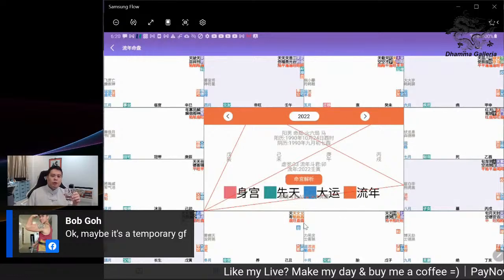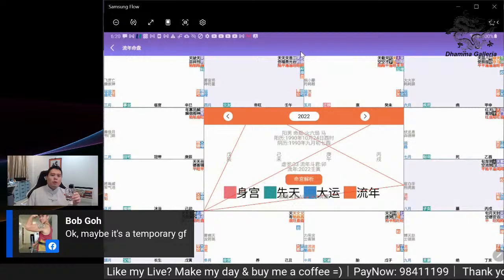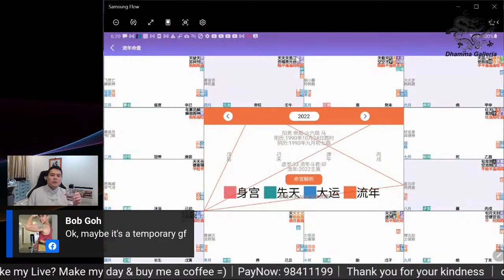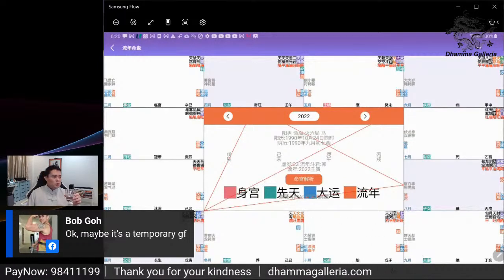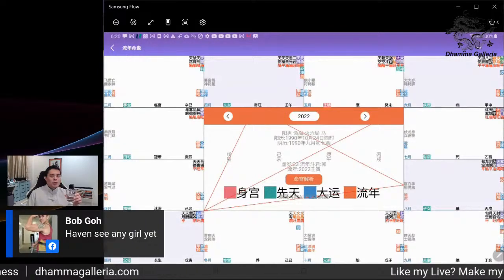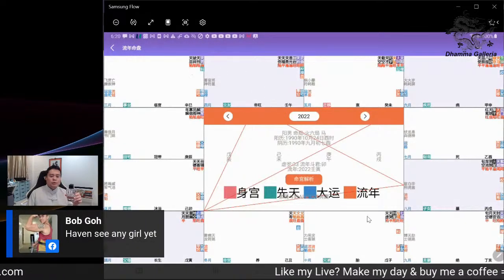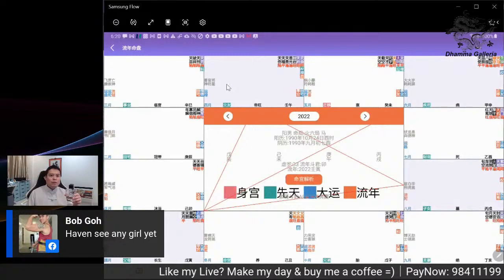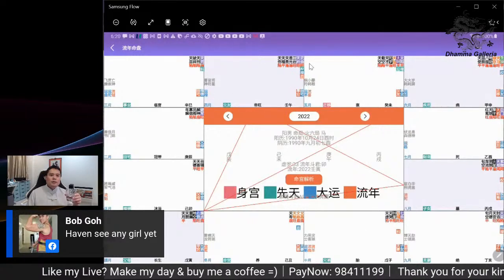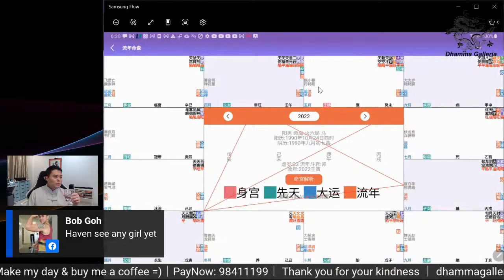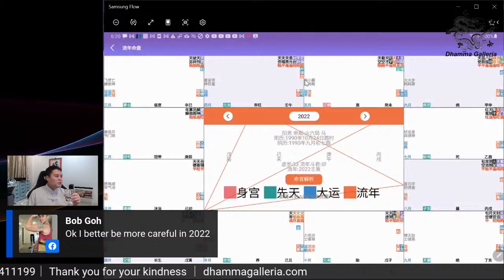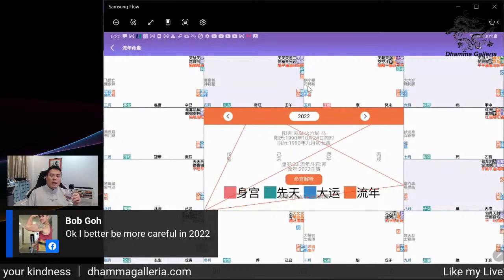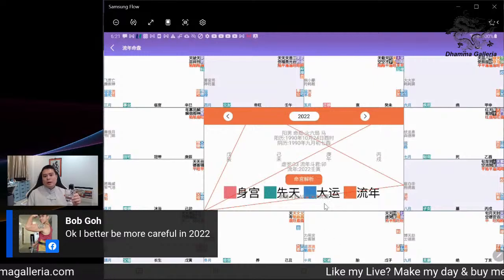It means that in the year 2022, your romantic encounters will all be brief, and the females that you meet will only be interested in your money. As long as you don't provide them with financial support, the girls will lose interest. Yeah, haven't seen any girls yet. For this year, you may have brief romantic encounters moving forward because now it's only April. Thus, you have to be careful of such tendency, that the females will only be interested in your money. So better be careful in 2022. Yeah, that's correct. Because you still have this Ji clashing your spouse domain or relationship domain.